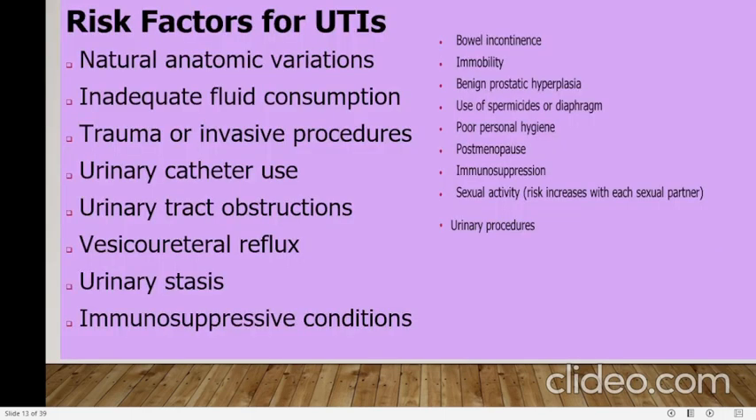Very good, guys. So this question was testing risk factors, and the risk factors for UTI include natural anatomic variations, inadequate fluid consumption, trauma or invasive procedures, urinary catheter use, which is one of the most common causes of nosocomial infection, urinary tract obstructions, vesicoureteral reflux, urinary stasis, immunosuppressive conditions, bowel incontinence, immobility, BPH, use of spermicides or diaphragm, poor hygiene, postmenopausal status, immunosuppression, sexual activity, where risk increases with each sexual partner, and urinary procedures.